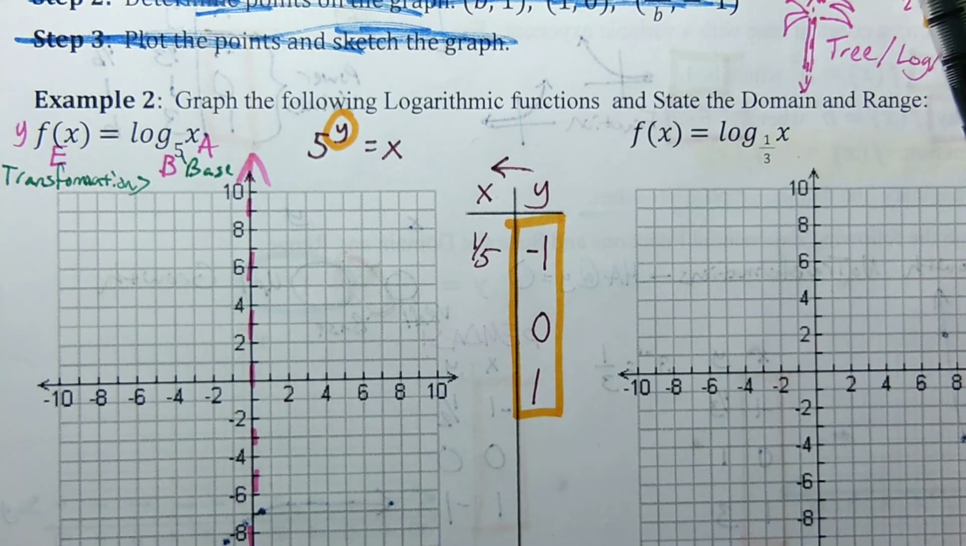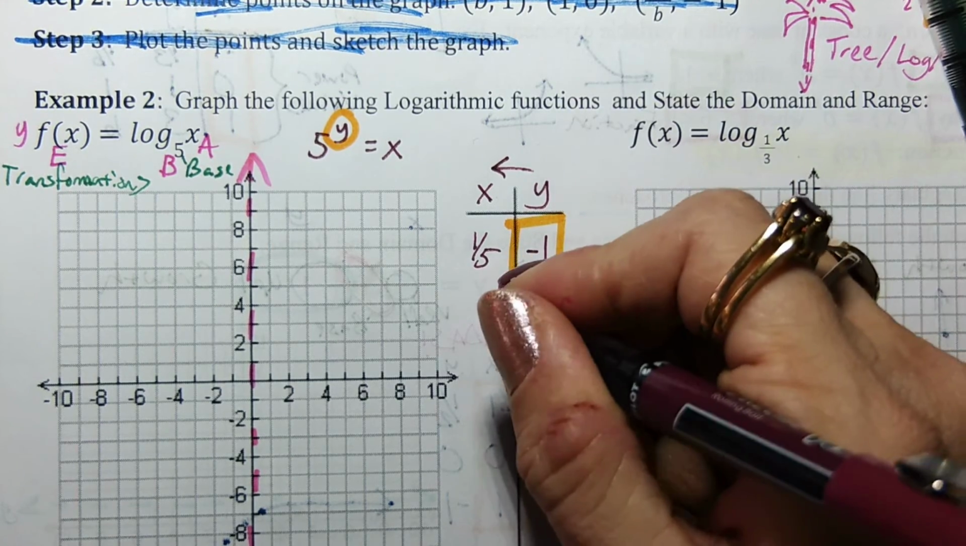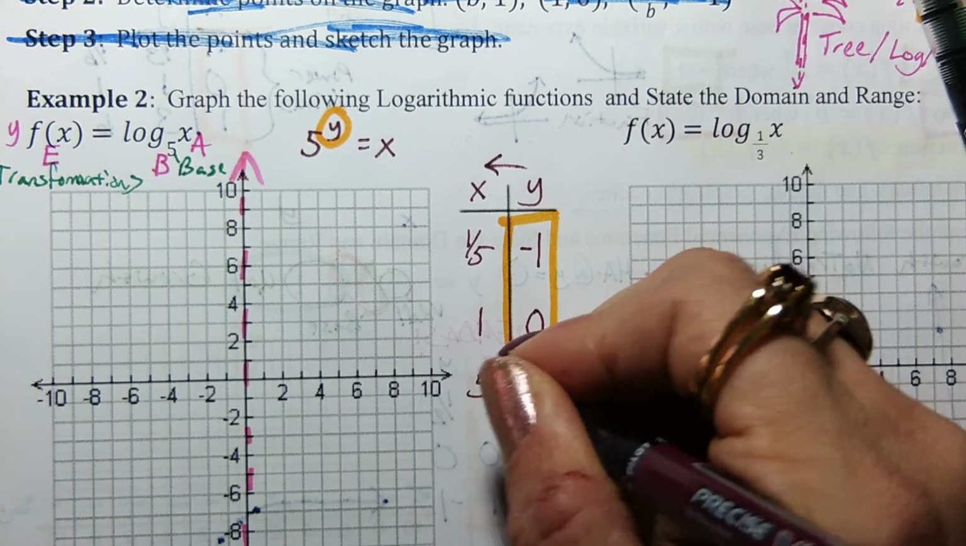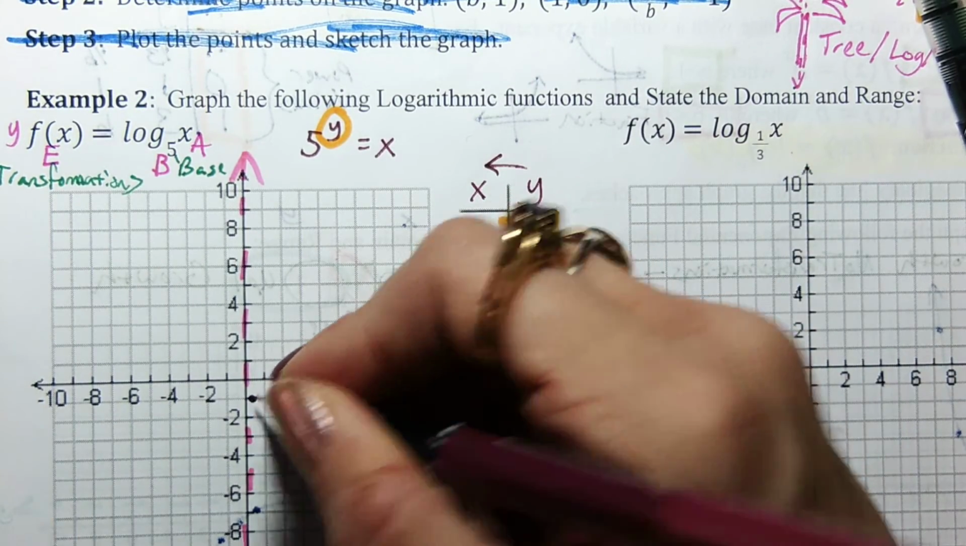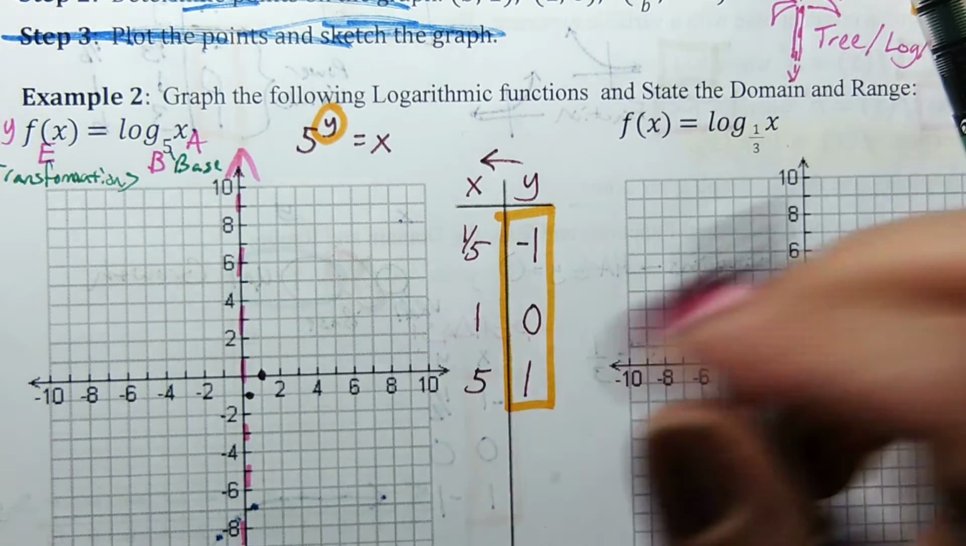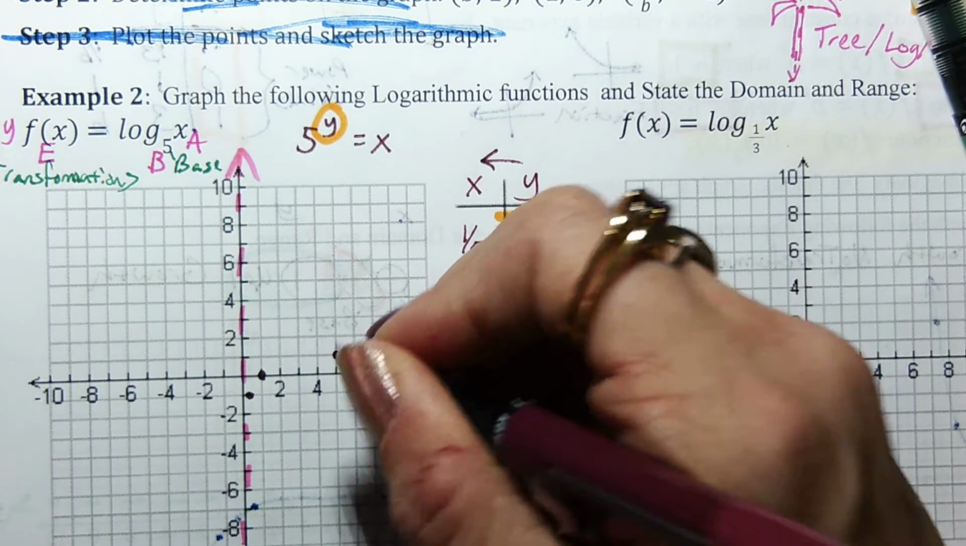Bad attitude. What about 5 to the 0? 1. What about 5 to the first? 5. And then we just plot those points. So 1/5, -1. 1, 0. 5, 1.